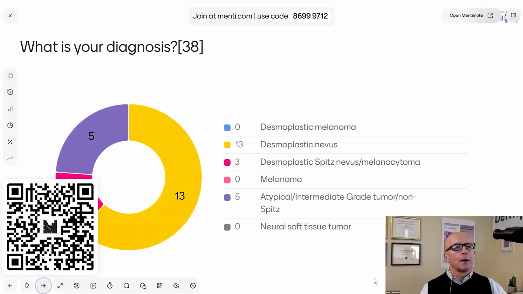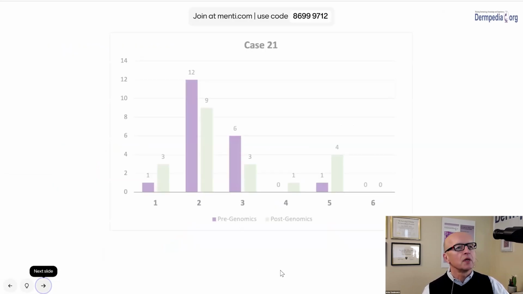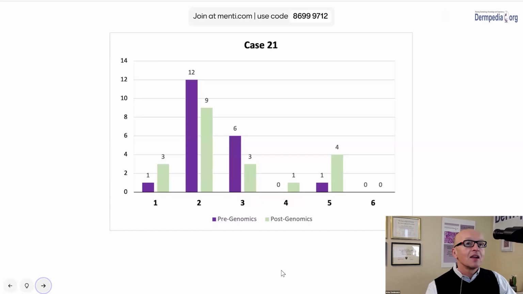And, you know, a few folks backed off from the desmoplastic spitz tumors, and still the diagnosis of desmoplastic nevus appears to be the favorite. And here I'm sharing with you what happened in our group assessment, what experts did, and you can see pre-genomics. These are those bars that are purple. And I think our group did exactly like experts.